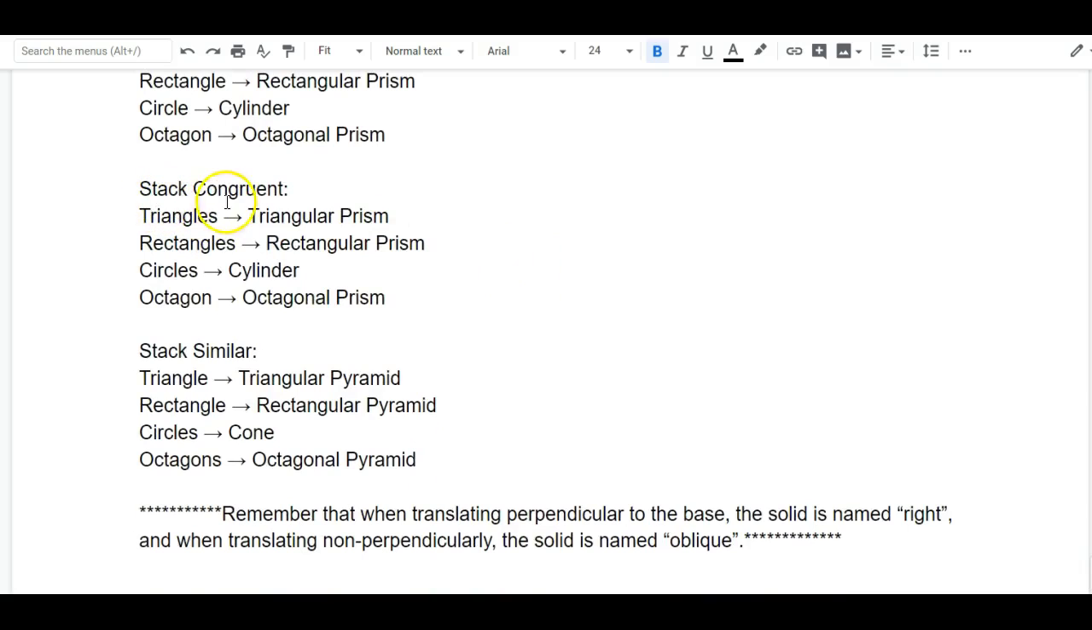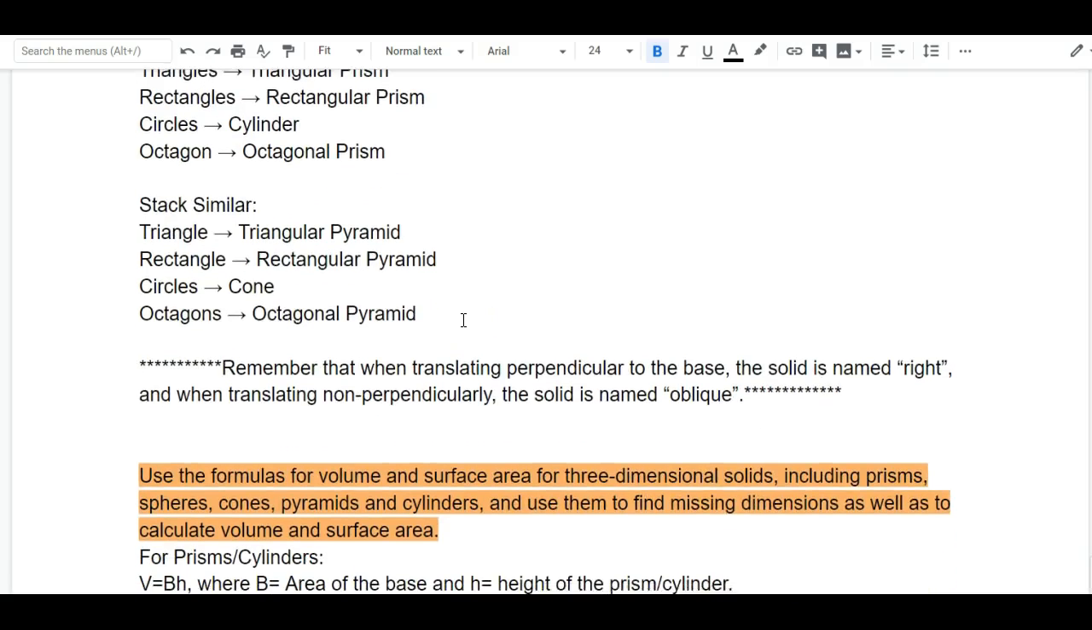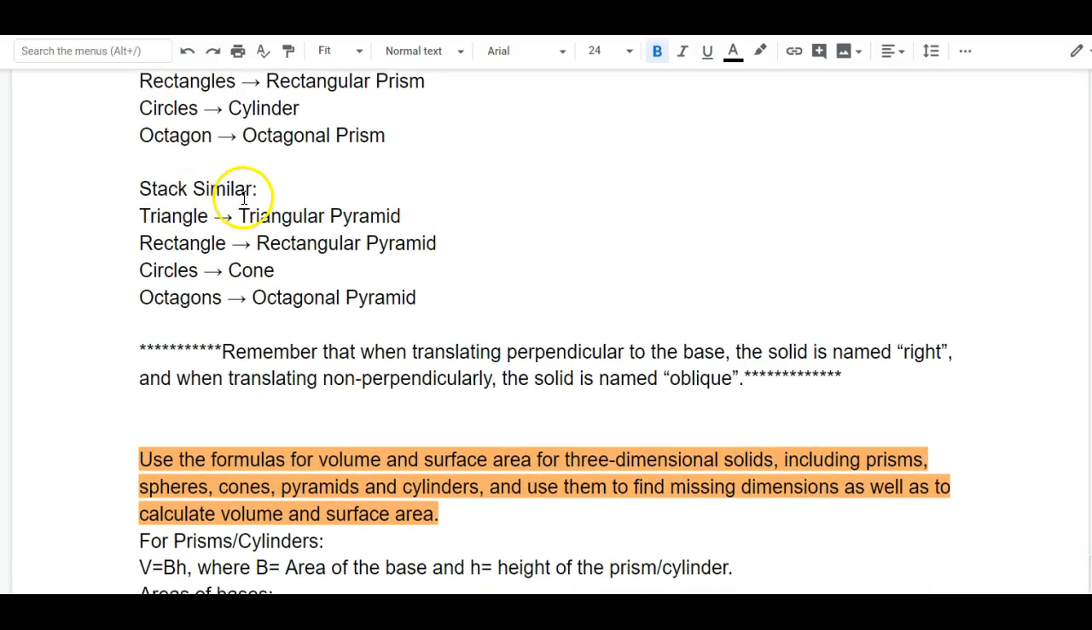And if you stack congruent triangles, rectangles, and here's an octagon again, any polygon that gets stacked turns into a prism, as long as they're congruent polygons. And circles, when they're stacked, turn into a cylinder. And when we stack similar polygons and circles that are progressively smaller, you can create pyramids, such as a triangular pyramid, and for circles, you can create cones, okay?